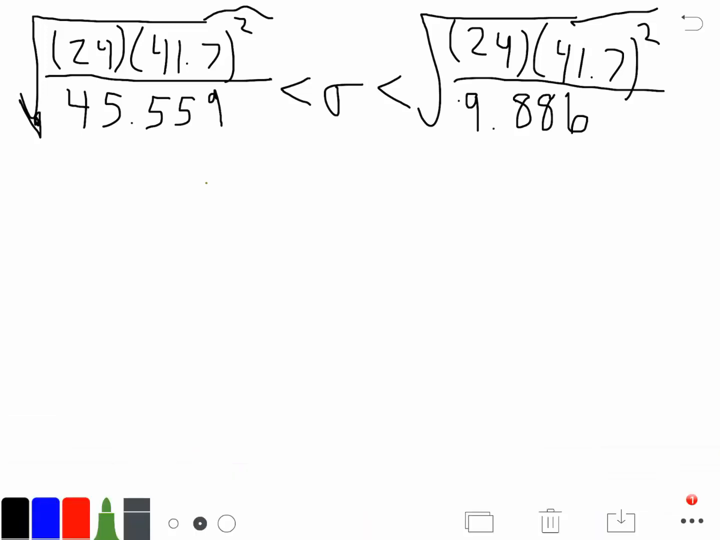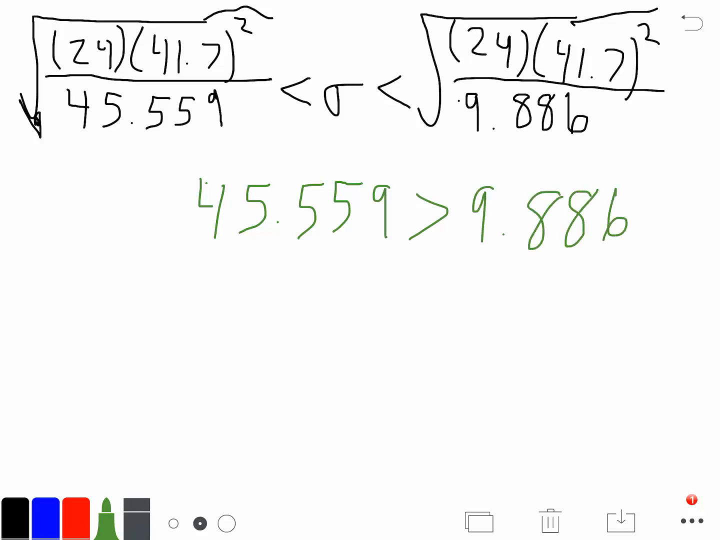Whenever we plug this into the calculator, on the left-hand side, well, before I do that, something I want to point out. The chi value on the left-hand side has to be bigger than the chi value on the right-hand side. Since we're dividing and we know the left side is going to be smaller, the left side denominator must be bigger. Now that's out of the way.